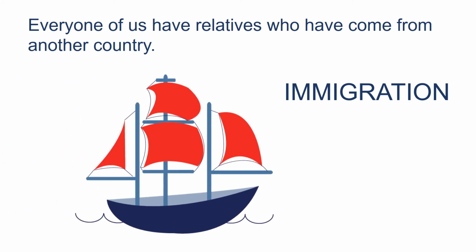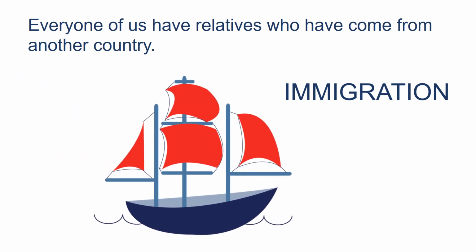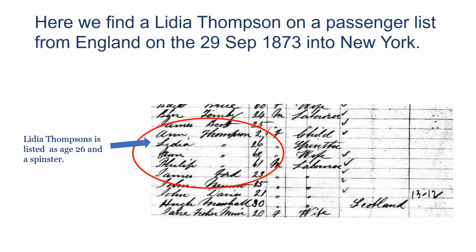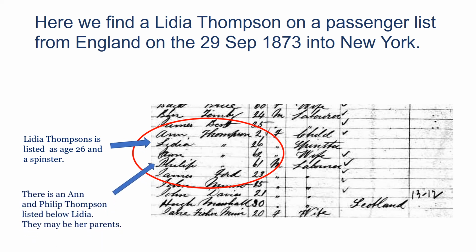Every one of us has relatives who have come from another country. Here we find a Lydia Thompson on a passenger list from England on the 29th of September 1873 into New York. This Lydia Thompson is age 26 and a spinster. There is an Anne and Philip Thompson listed below Lydia. They may be her parents. There is a child named Anne Thompson. Is this Lydia's child?